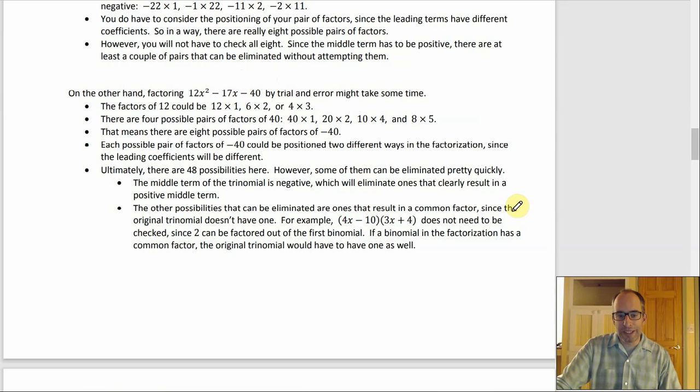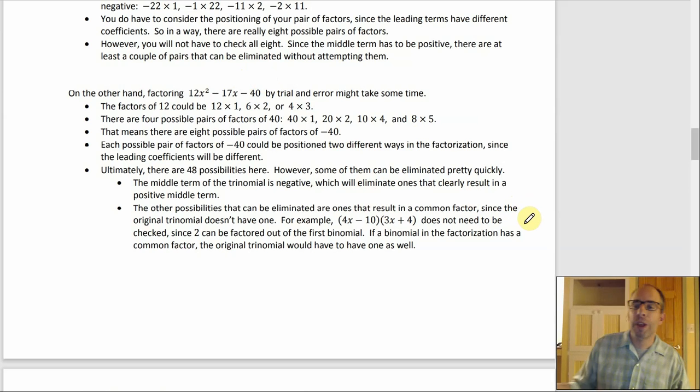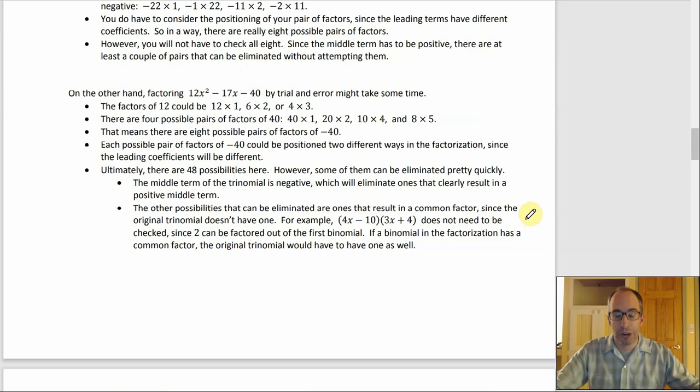So this second point here is actually a big deal. I meant to stress that because that usually eliminates a bunch of choices, right? Because you couldn't have a binomial where both coefficients were even. That can't be part of the factorization because then that creates a situation where there's a common factor, and we know there shouldn't be one.